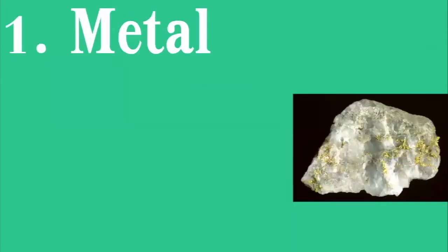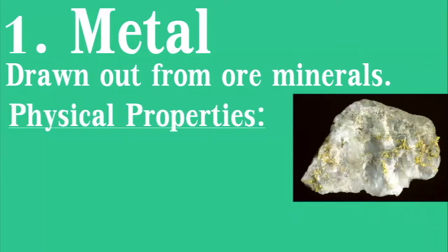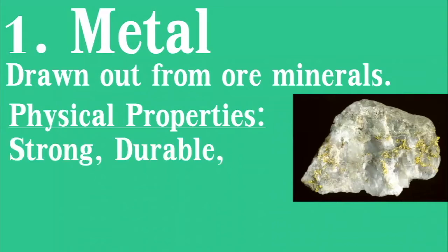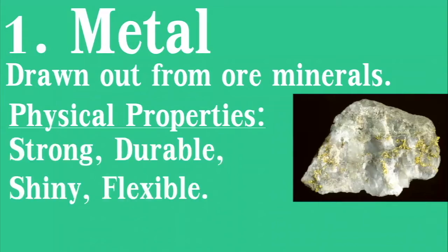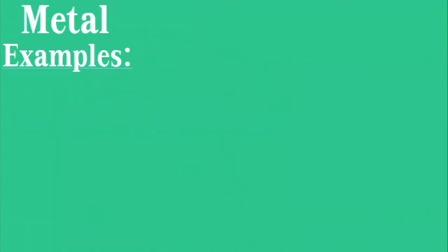Number one is metal. Metal is drawn out from ore minerals. Most metals are strong, durable, and flexible. We call this one physical properties. Strong, durable, shiny, flexible. Right? It can be hammered or pulled into thin sheets or lines. Moreover, it's good at conducting heat and electricity. So, metal is a conductor of heat and electricity. Okay?